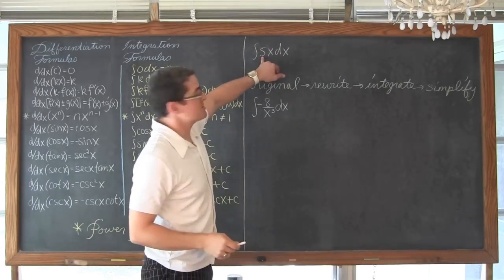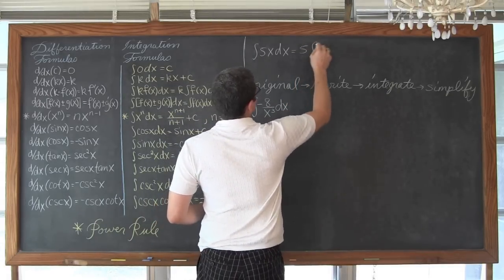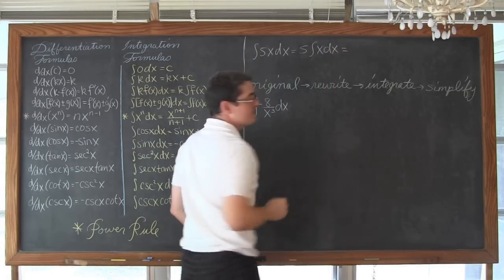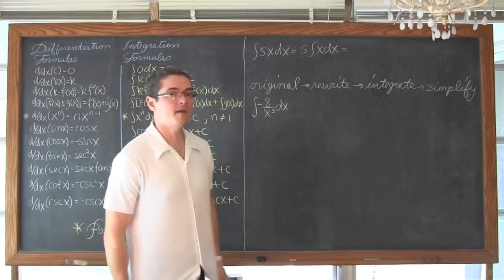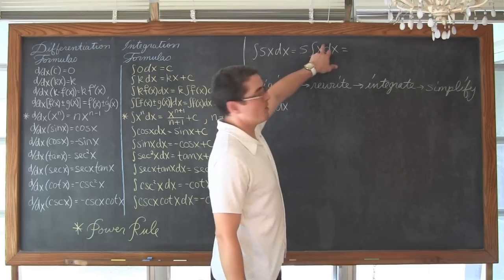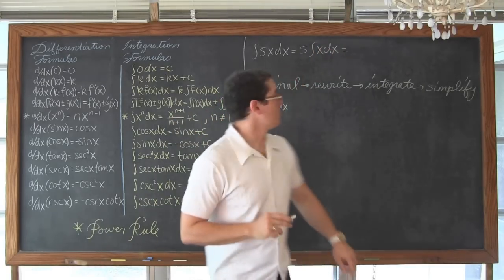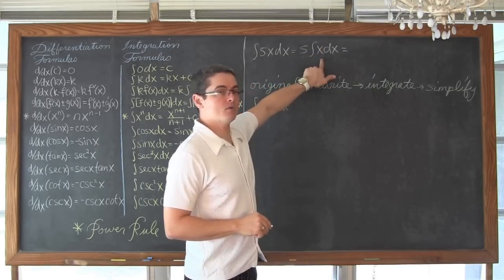So we're going to take this constant of 5, pull it out, and write this as 5 times the integral of x dx. And then we're going to use the power rule to find the integral of x. Now this has a power of 1, so we're going to again use this power rule. This is the biggie here. We're going to raise that exponent by 1 and then divide by that increased exponent.